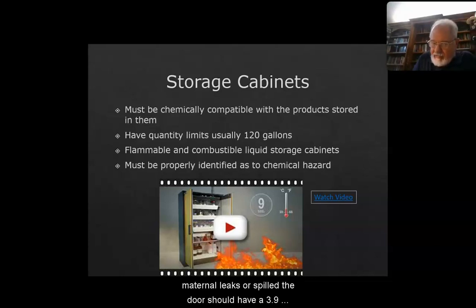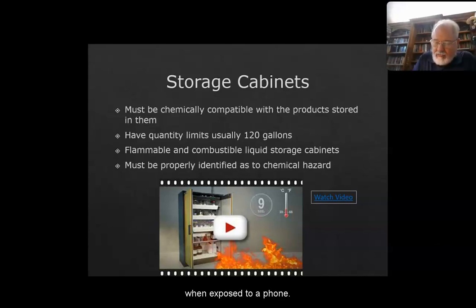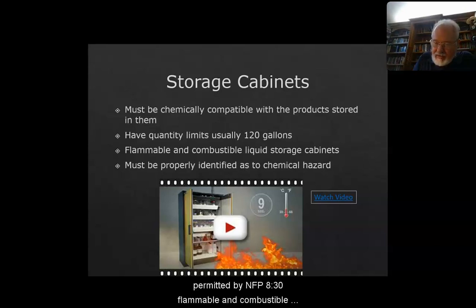The doors should have a 3-point latching mechanism to ensure the doors remain properly closed when exposed to a fire. Flammable and combustible liquid storage cabinets are permitted by NFPA 30 Flammable and Combustible Liquids Code, but are not appropriate for corrosives or other materials.